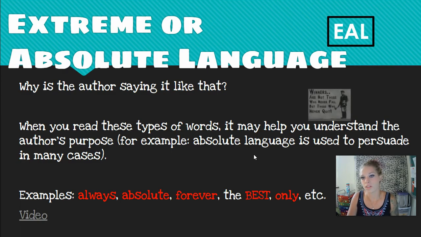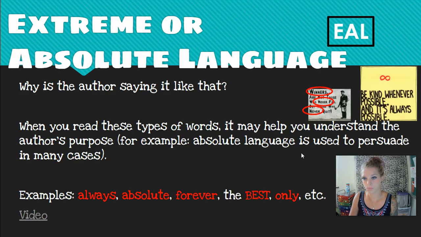And then the last one is going to be, actually I want to show you this. The quote was, winners are not those who never fail, but those who never quit. So we see a lot of extreme language in there. We see the word never, never. Okay, so it's winners and then never and never. Those are your extreme words. Be kind and never possible because it's always possible. Once again, your extreme word there is going to be always.